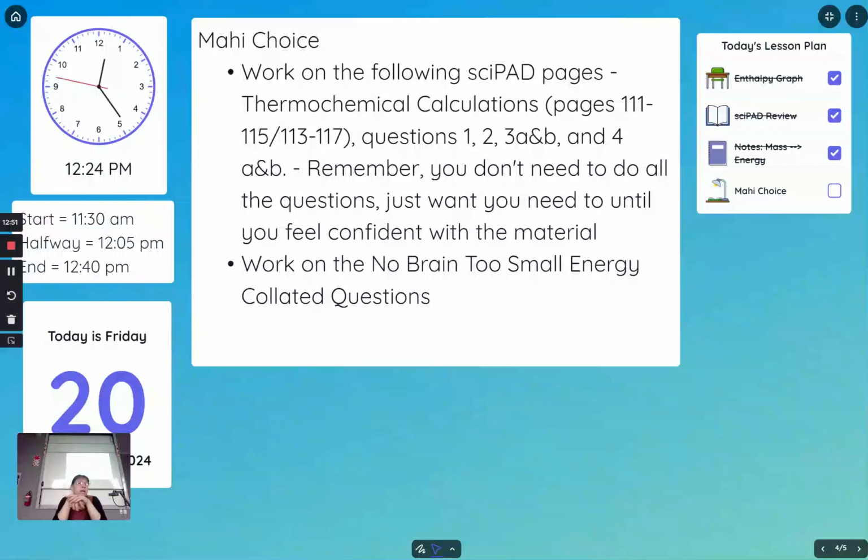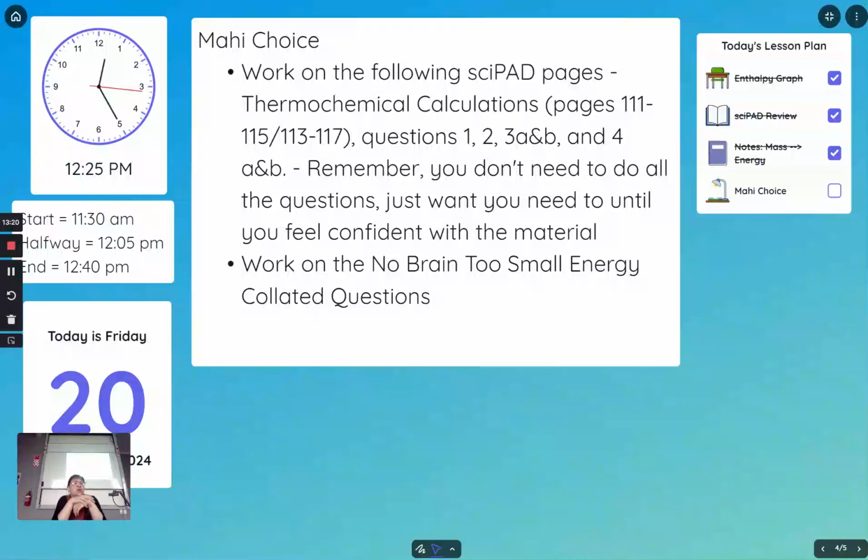Okay, so there's some things you can do. First off, there's SciPad pages, which I would actually recommend this time around. I usually don't recommend the SciPad pages for the calculations because you can't really scaffold calculations, and you're better off just practicing the actual exam questions. But I find these ones are simpler, so they're a little easier to wrap your head around. They're nice beginning questions. Just be mindful that you're going to skip some of them because they go in the other direction, energy to mass, and we haven't done that yet. But you're welcome to give it a go if you want.